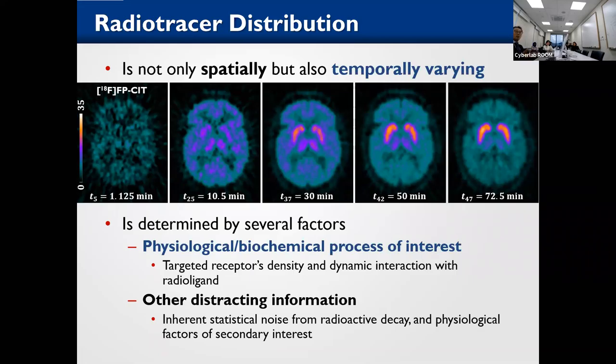So then it requires some kind of mathematical method, and the method I will explain further. So at that point, we need to understand the source that is determining the fate of the tracers. The wanted one is the receptor-related process, and the unwanted one is maybe just delivery or other processes, binding to other sites or unwanted regions.